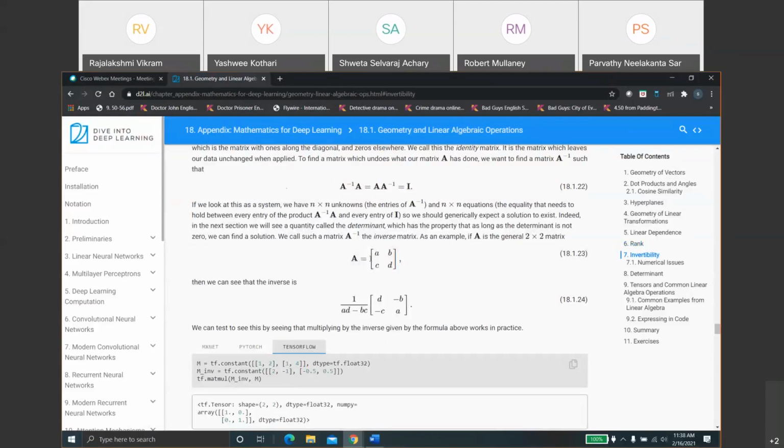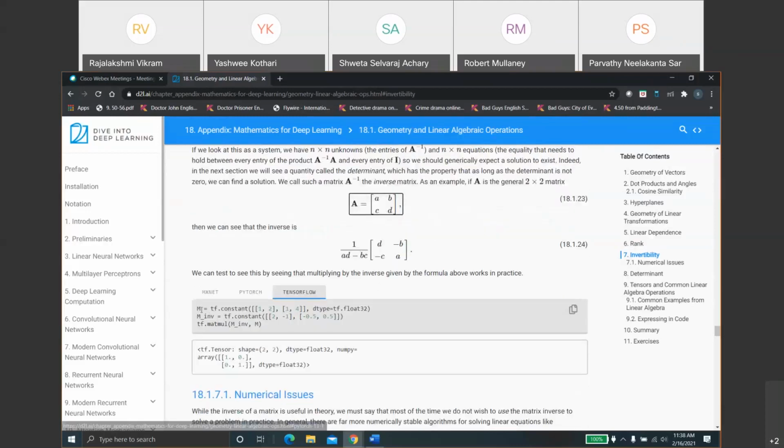So what is an inverse for a 2 cross 2 matrix? Flip A and D and negate B and C, divided by the determinant of this. We'll see what a determinant is, but a determinant for a 2 cross 2 matrix is A into D minus B into C. Okay, so you can see that when you multiply a matrix M with its inverse, you'll get an identity matrix.